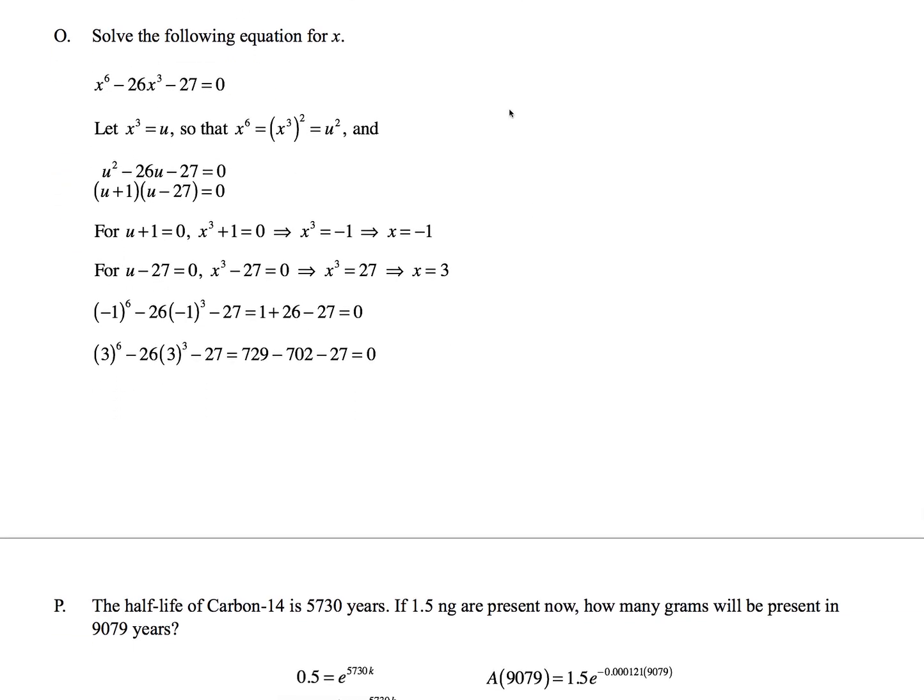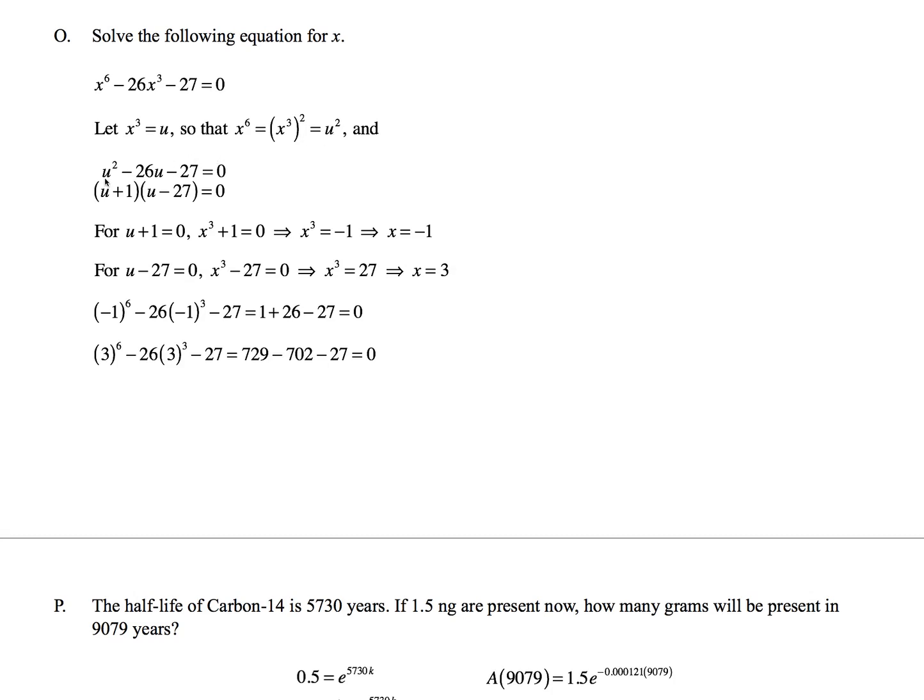Okay, question O then is an equation that can be turned into a quadratic with a substitution. Anytime you have a variable raised to a power that is double the power to which the other variable is raised, you can make an appropriate substitution that will give you a quadratic. So in this case, I've let x cubed equal u, because I know that x to the 6th is the same thing as x cubed squared, and so if x cubed is u, then x cubed squared, or x to the 6th, is u squared.